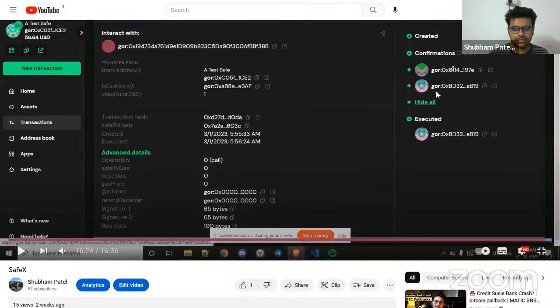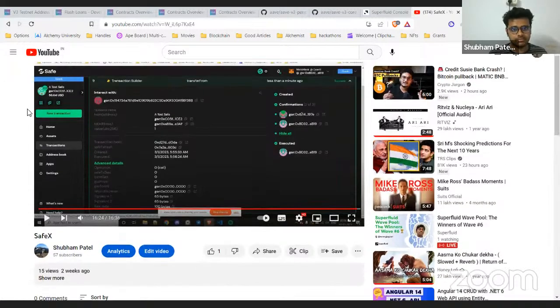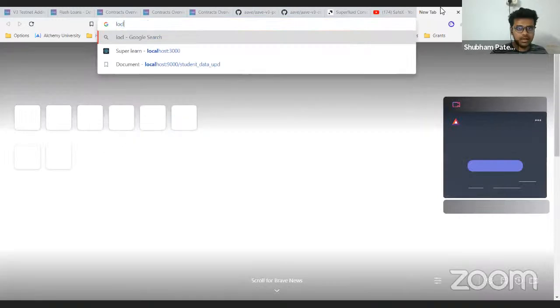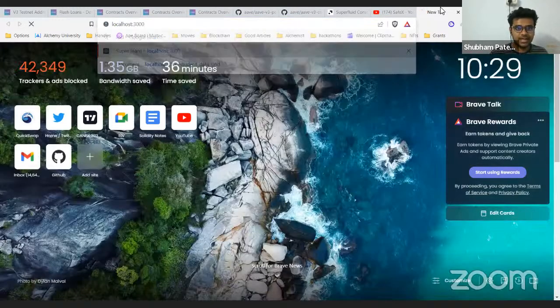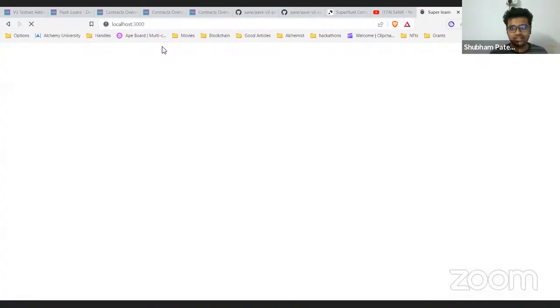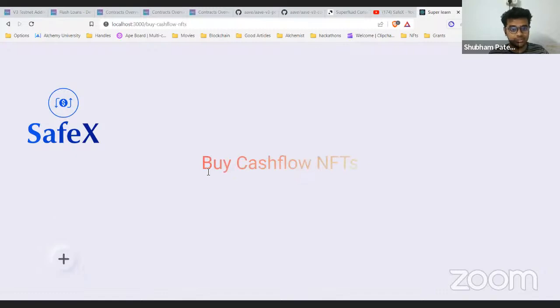Yeah, so pretty much this was SafeX. You can also delete your money streams from this dashboard. And the reason why I didn't show you the live site was that I was doing last minute checks on this application, and the Safe was pretty much not working fine. Because of which I have to go for the video which we recorded.